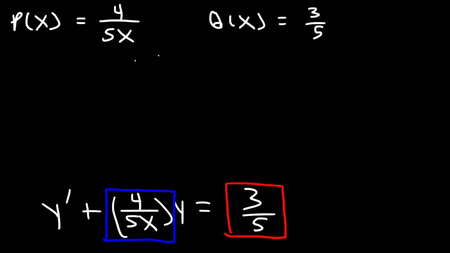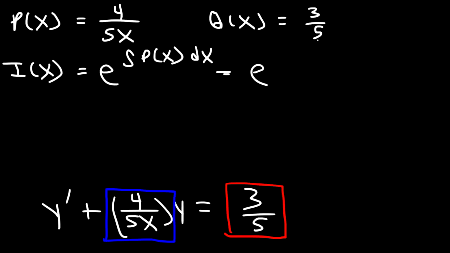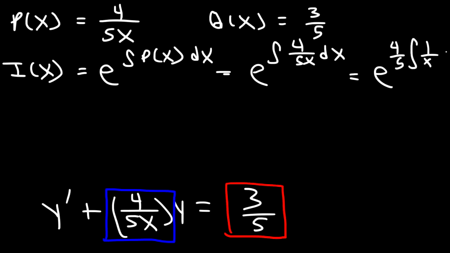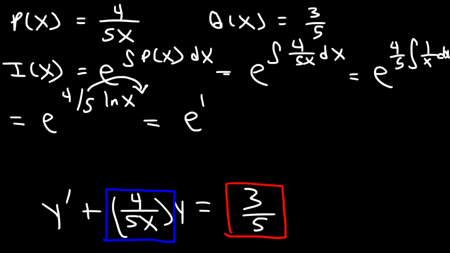So now let's determine the integrating factor. That's going to be e raised to the integral of p(x) dx. And so p(x) is 4 over 5x. So let's move the constant to the front of the integral. And so we need to integrate 1 over x dx, which we know is going to be the natural log of x. And so now we need to move the 4 over 5 to the exponent of x. So this is going to be e raised to the ln x to the 4 over 5 power.